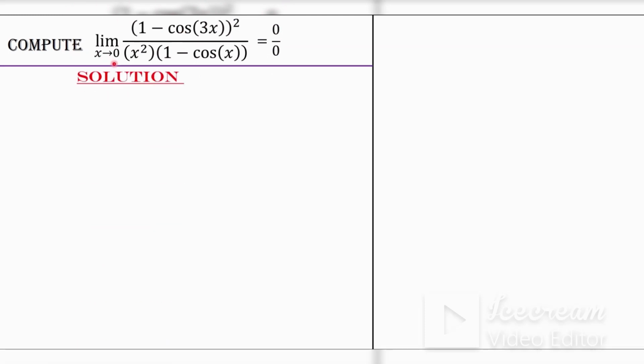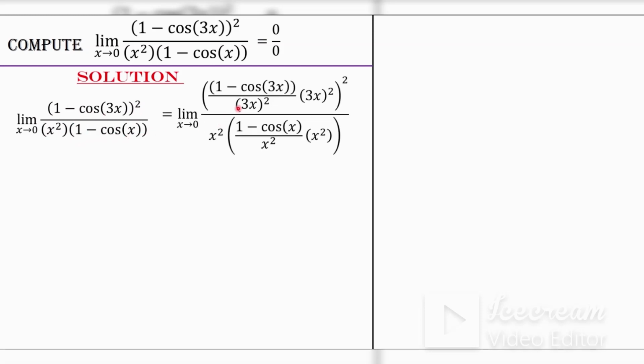So let's move into the resolution of this question. We can still write the limit as x goes to 0 of (1 minus cos 3x) all squared divided by x squared times (1 minus cos x) like this. In the numerator we can multiply top and bottom by (3x) all squared. It does not change anything, because this (3x) all squared and this one cancel and give us 1. So doing this, I don't change anything.